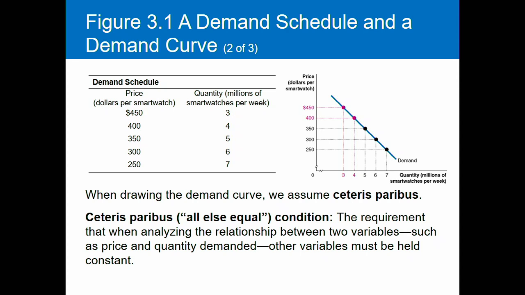So if we move from $450 for a smartwatch to $400 for a smartwatch, the quantity demanded is going to increase from 3 to 4, all else equal. If there's something else going on, we may not see a move from 3 million to 4 million. But for our analysis, we're going to simplify it so that we're assuming nothing else is going on. It may not be the most realistic, but again, it's helpful so we can understand what's happening.